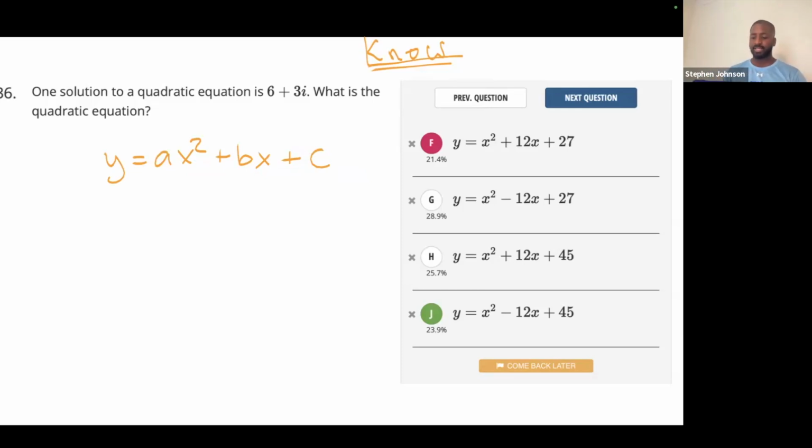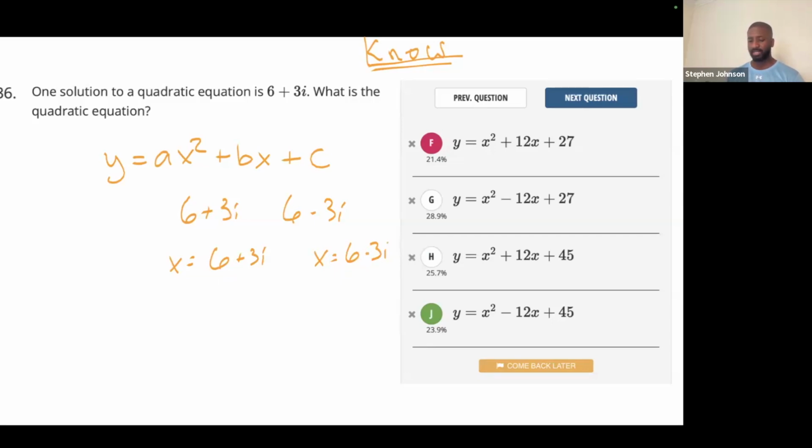And then the next thing to know is, well, okay, if we're told that one solution is 6 plus 3i, then it's highly likely that the other solution is 6 minus 3i, right? So I'd have 6 plus 3i and 6 minus 3i as my solutions. How does that help me? Well, that means that x equals 6 plus 3i and x equals 6 minus 3i. Okay. So again, how is that helpful?